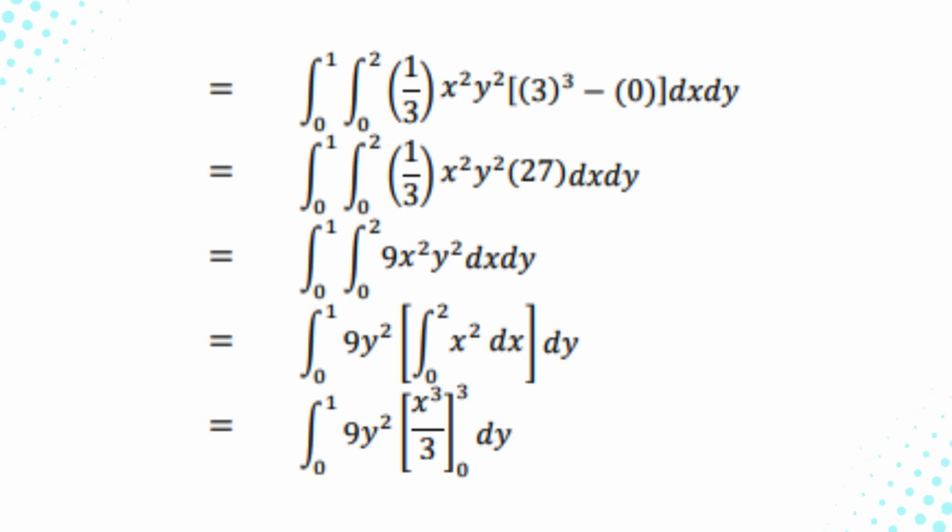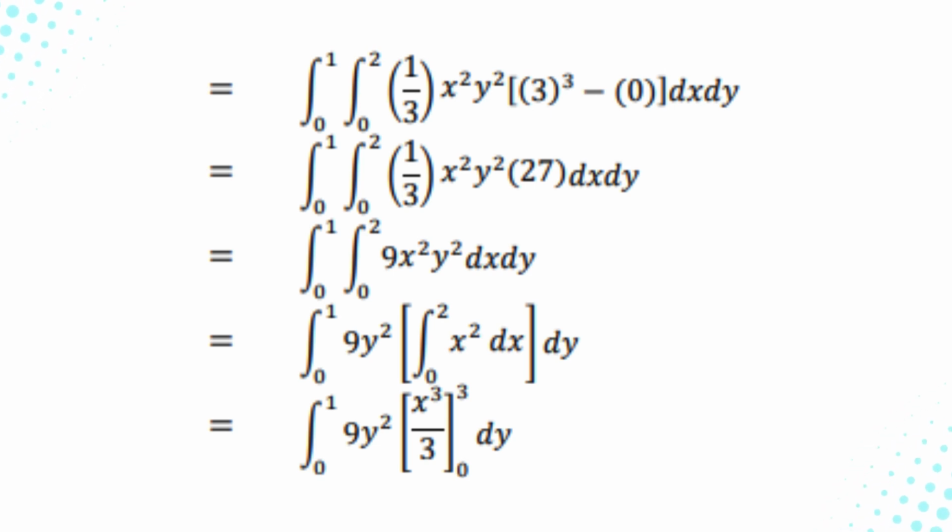So we have now 27. 1/3 multiplied by 27 is 9. So the integral from 0 to 2 and 0 to 1 of 9x squared y squared dx dy. Next, we are going to integrate with respect to x.